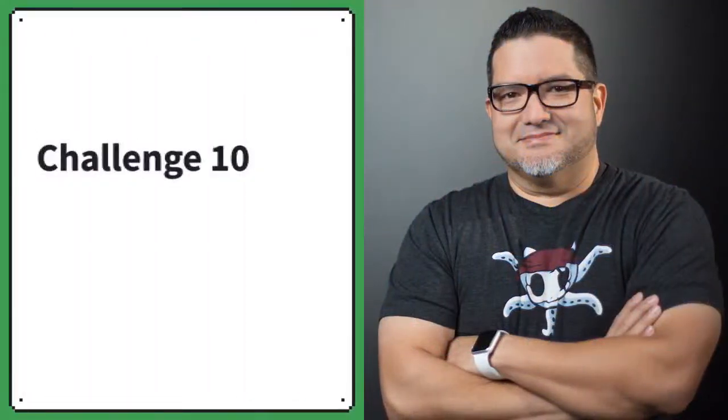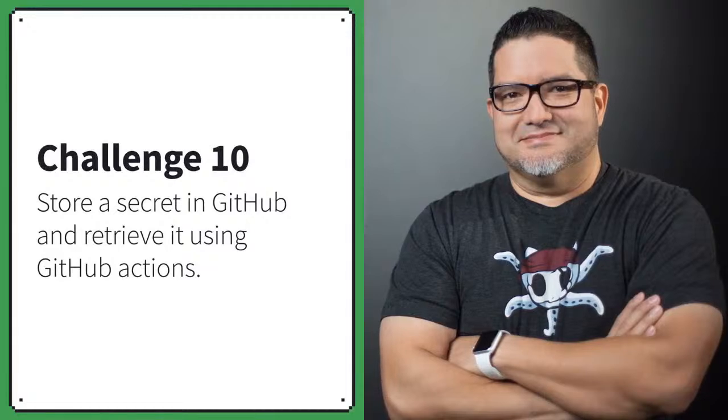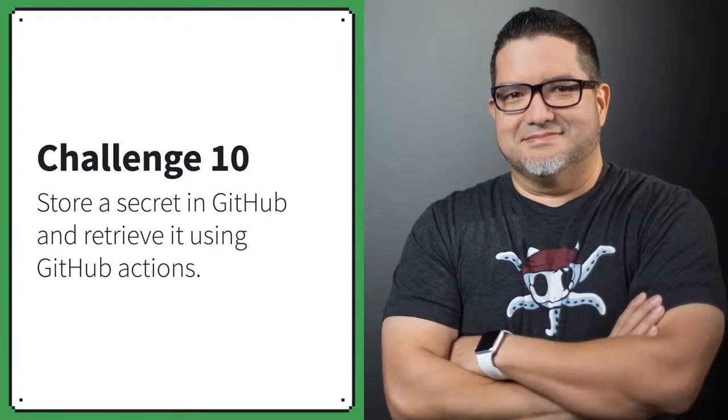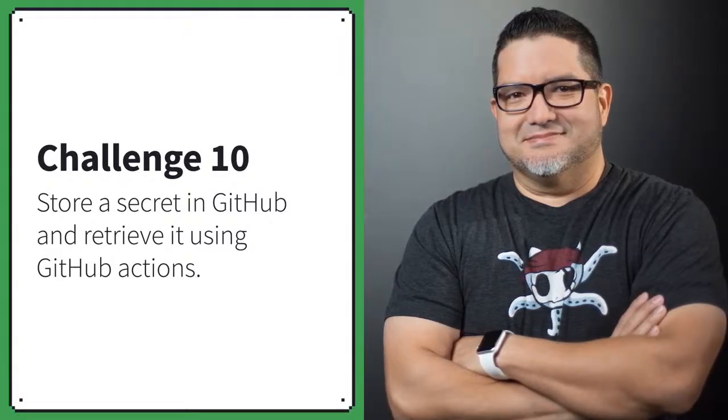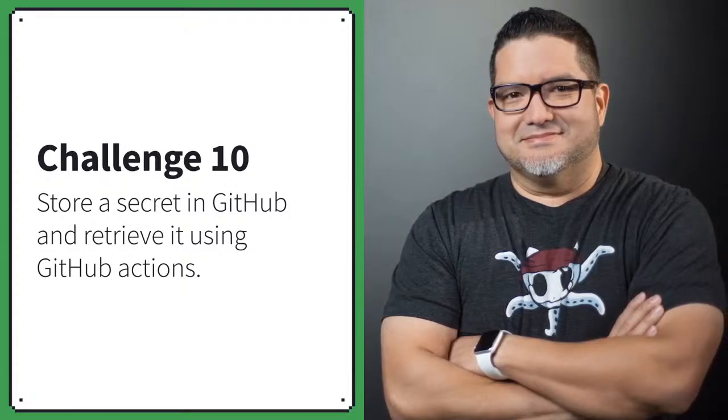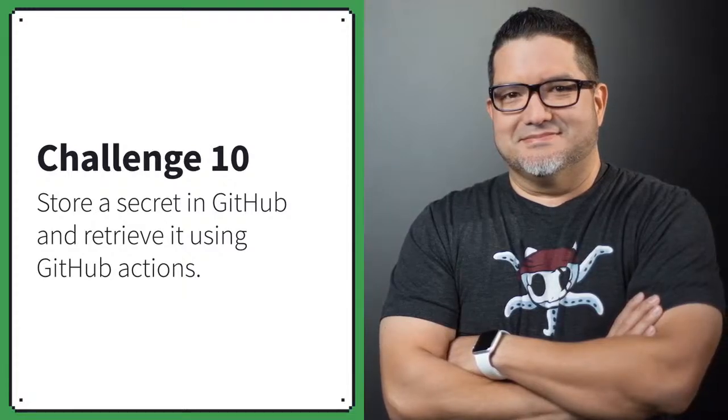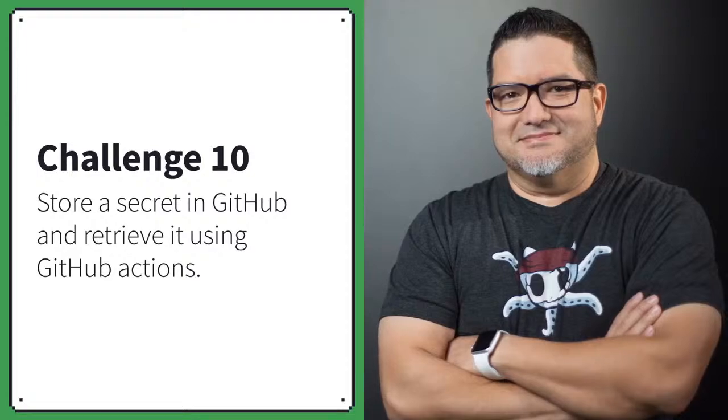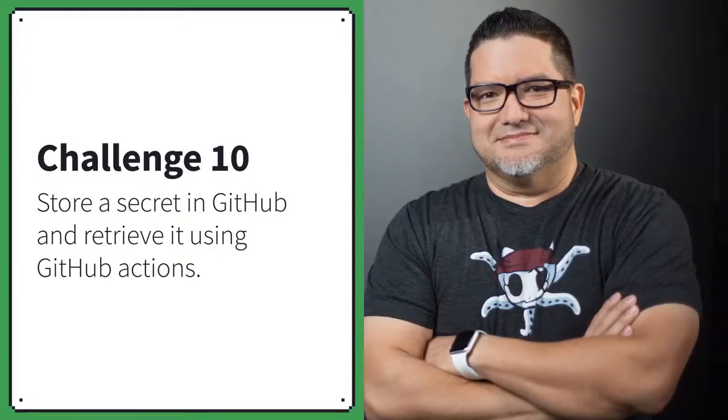When working with projects, it's really important to be able to store certain IDs, variables, and special passwords securely. Now for this challenge, I want you to store a secret in GitHub and retrieve it using GitHub Actions. I'll give you a couple of seconds to pause the video and think about how you may have solved something like this.